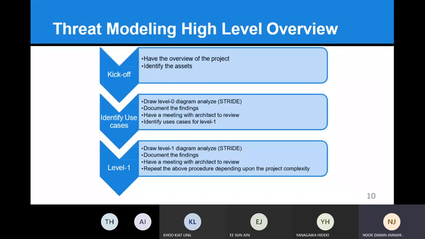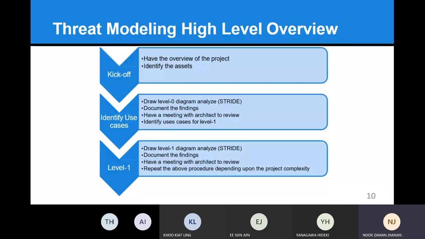Go ahead. Now, a high-level overview of what we are actually doing in threat modeling. Before we go into this, I hope that you have a proper understanding of the approaches. When we say high-level overview, it means we are not covering the smaller aspects, but just discussing at the higher level. In this, we kick off, have an overview of the project, and identify the assets.